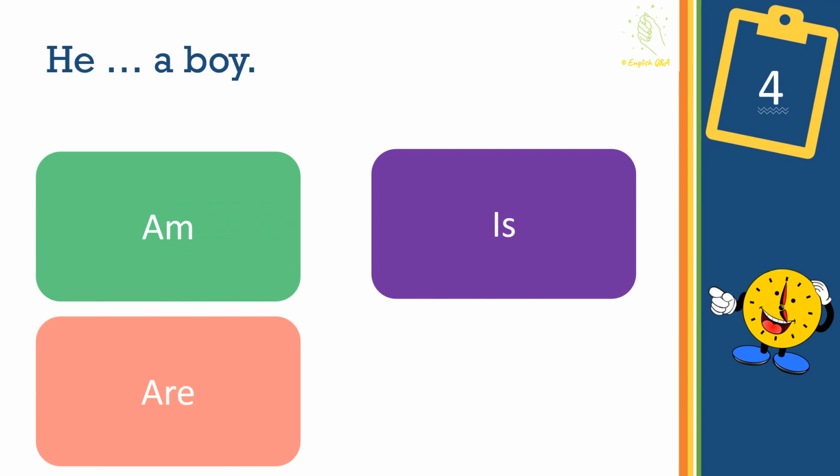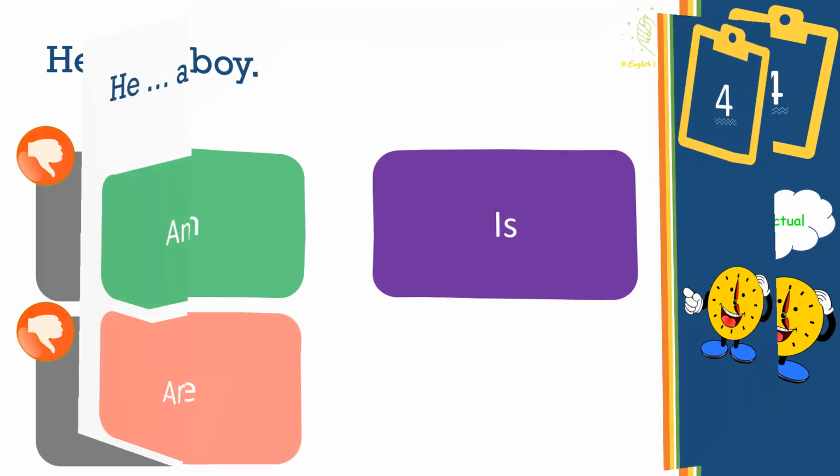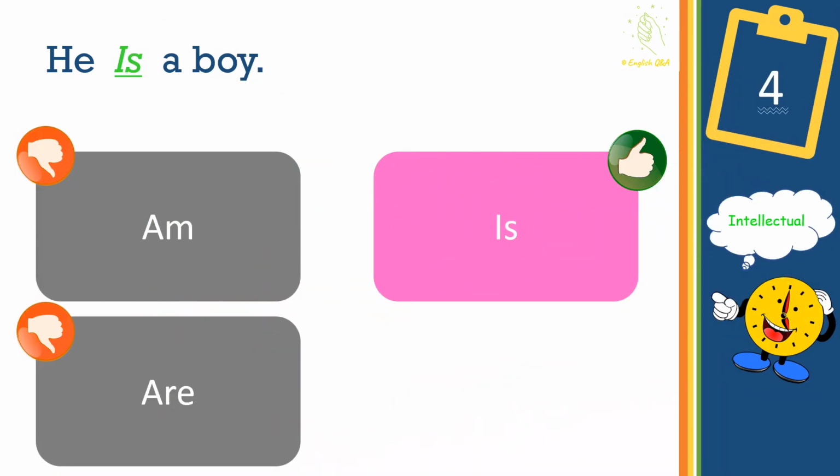Next one is he dash a boy. Guess the correct answer. Am, is, are. Right choice is is. He is a boy.